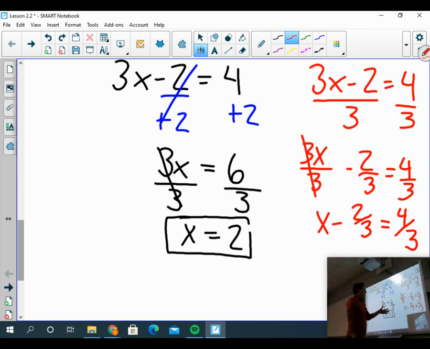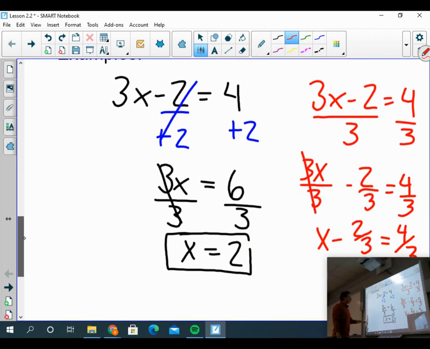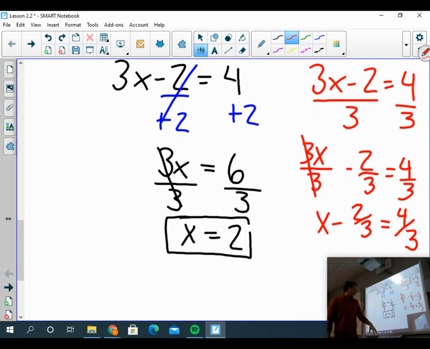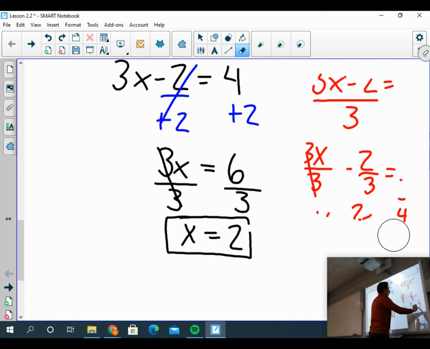But it's not as nice working with fractions, which is why I recommend move the constant, then multiply or divide by what's attached to the variable. You could go the other way. You could do the multiplication or division first, but again, it's going to be nastier. You can see in black, I end up working with whole numbers. Okay, so again, some insight as to why we do what we do.